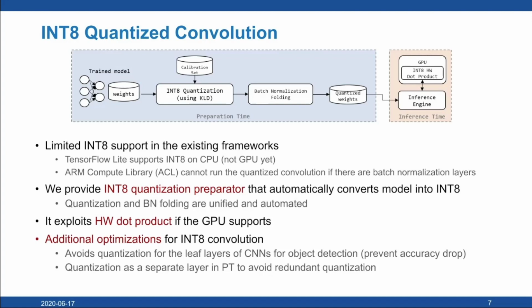On the other hand, more and more recent mobile GPUs have integrated special hardware for neural network acceleration. We also exploit one of those hardware for int8 dot product. Then, we propose some optimizations for the int8 convolution, such as not using int8 convolution for the leaf layers of CNNs for object detection, because we observed it could result in significant accuracy loss. To prevent redundant quantization, the quantization is implemented as a separate layer in our per-thread-based execution, rather than inside the convolution layer.